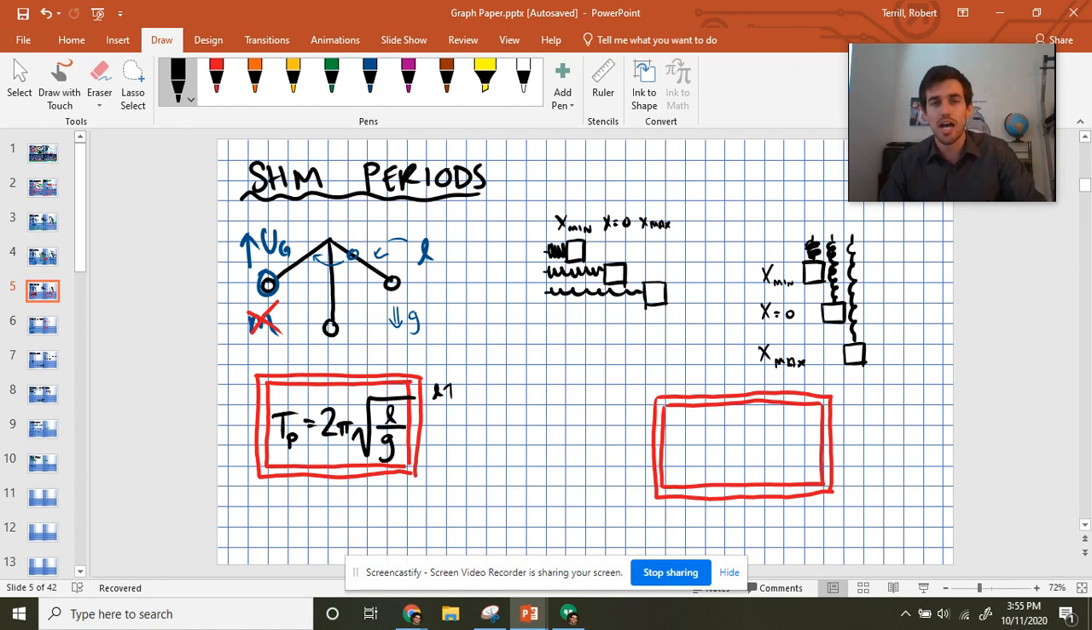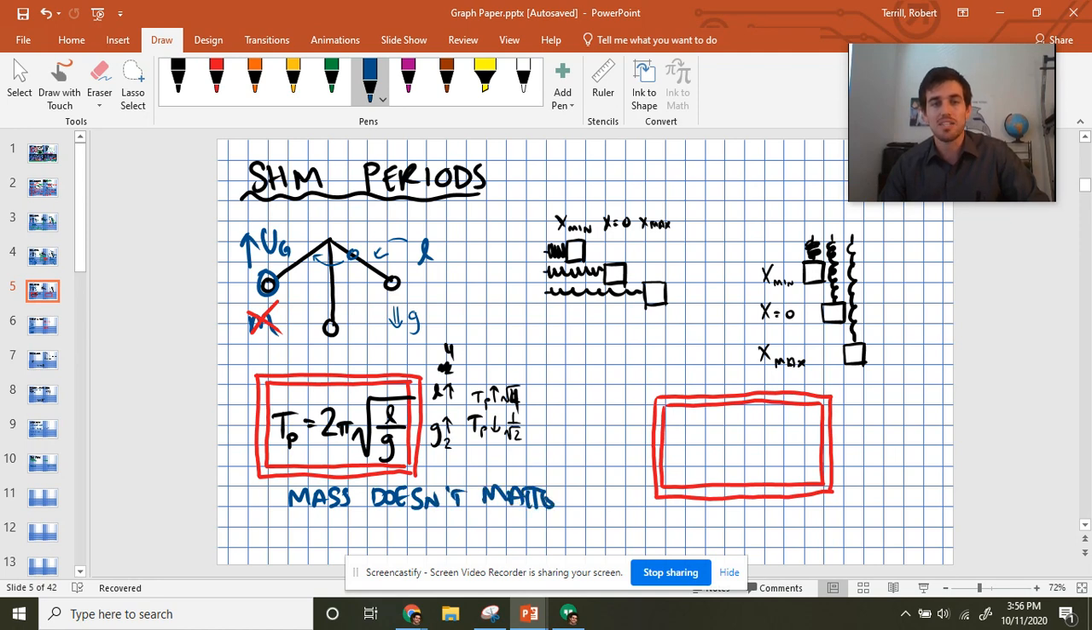If L goes up, then the period of the pendulum goes up by a square rooted amount. So if this went up by 2, this would go up by the square root of 2. If this went up by 4, this would go up by the square root of 4, that kind of thing. Conversely, if the gravitational field strength increases, or the acceleration due to gravity, then the period would actually decrease by 1 over the square root of whatever it is. So if the gravitational field strength went up by 2, our period would decrease by 1 over the square root of 2. The big memo that I want you guys to get is that mass doesn't matter.